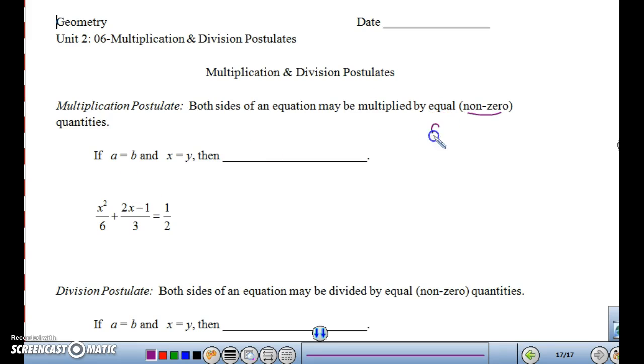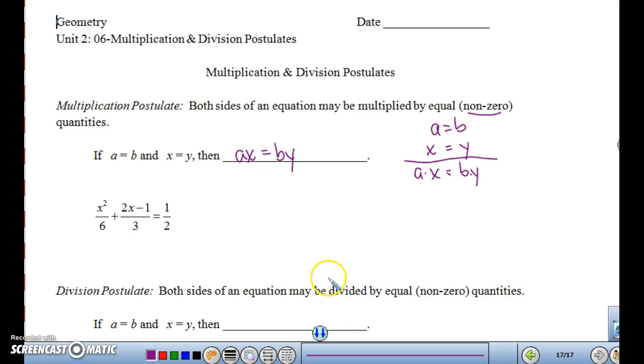So, if we have a equals b, and I want to multiply by x equals y, line up your equal signs, multiply this, a times x is ax, b times y is by. So if a equals b and x equals y, by the multiplication postulate, ax is equal to by. We're multiplying both sides of the equation by an equal quantity.